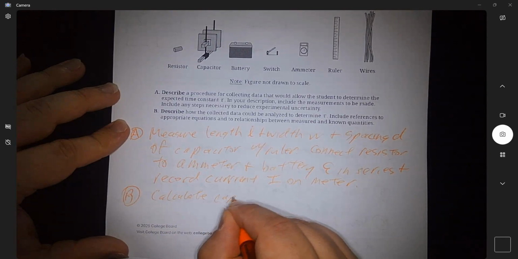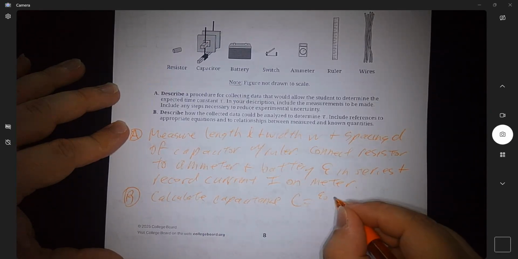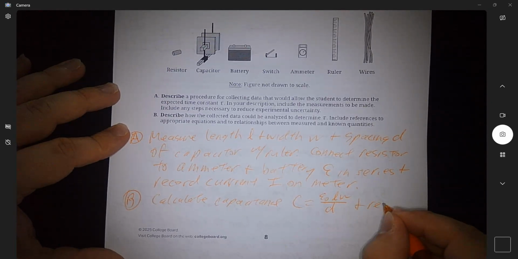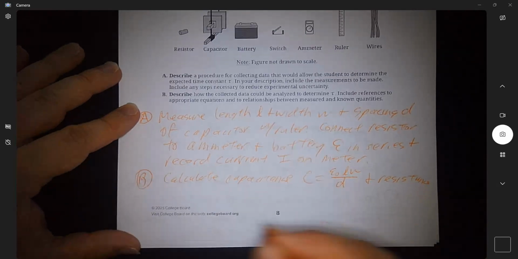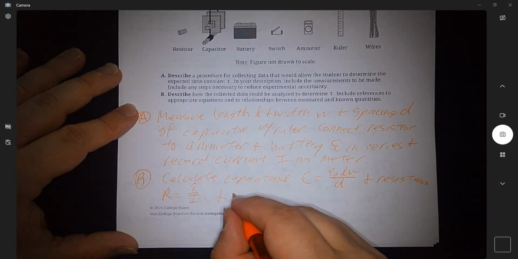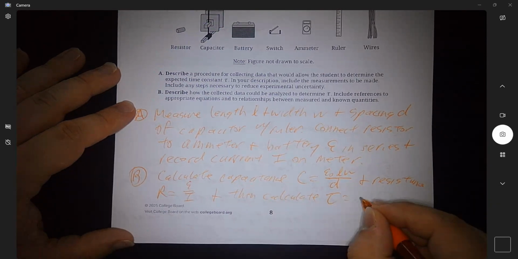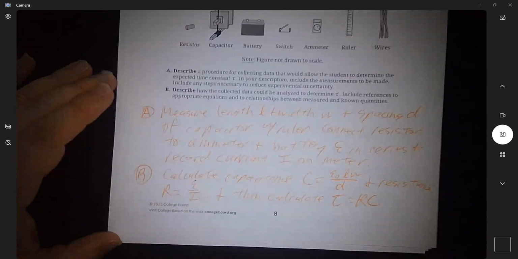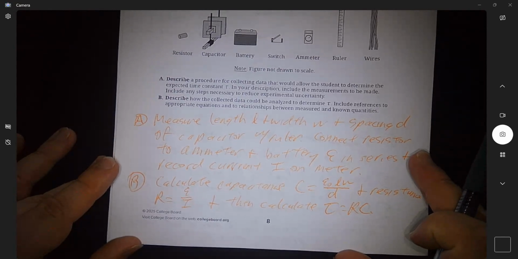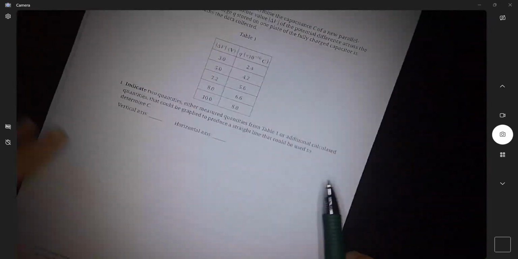Calculate capacitance C equals epsilon naught times LW over D, epsilon naught A over D, and resistance R equals EMF over I. That's from Ohm's law. And then calculate tau equals R times C. All right, that's the way I would do it that doesn't involve calculus. Otherwise, I'm not entirely sure how I could do this with AP Physics 2 level knowledge.